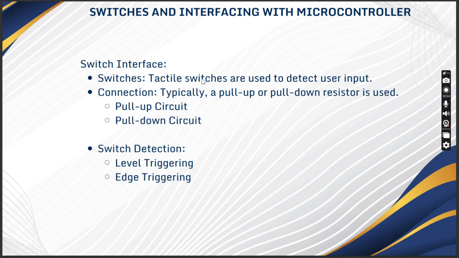What do you mean by a pull down circuit? In this case it is reversed, that is the switch is connected to the VCC and the pin is grounded. Next, we go through switch detection. There are two types, level triggering and edge triggering. Level triggering means the task is triggered based on the level of the switch. Edge triggering is nothing but the task is triggered based on the change in the state.